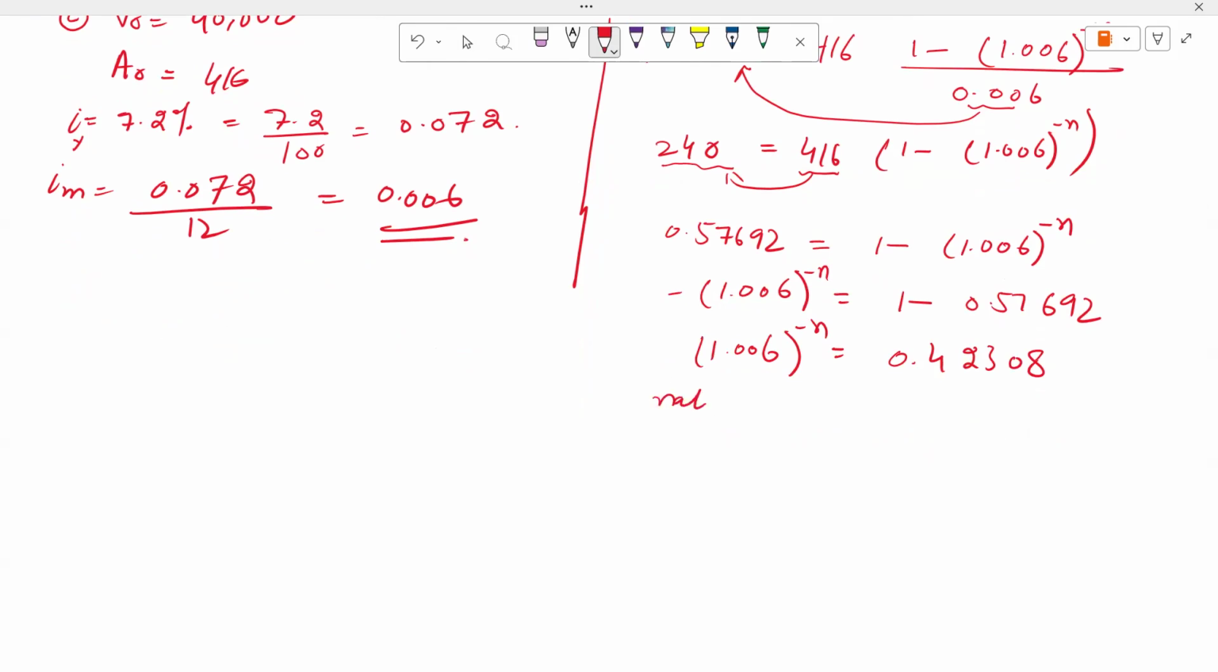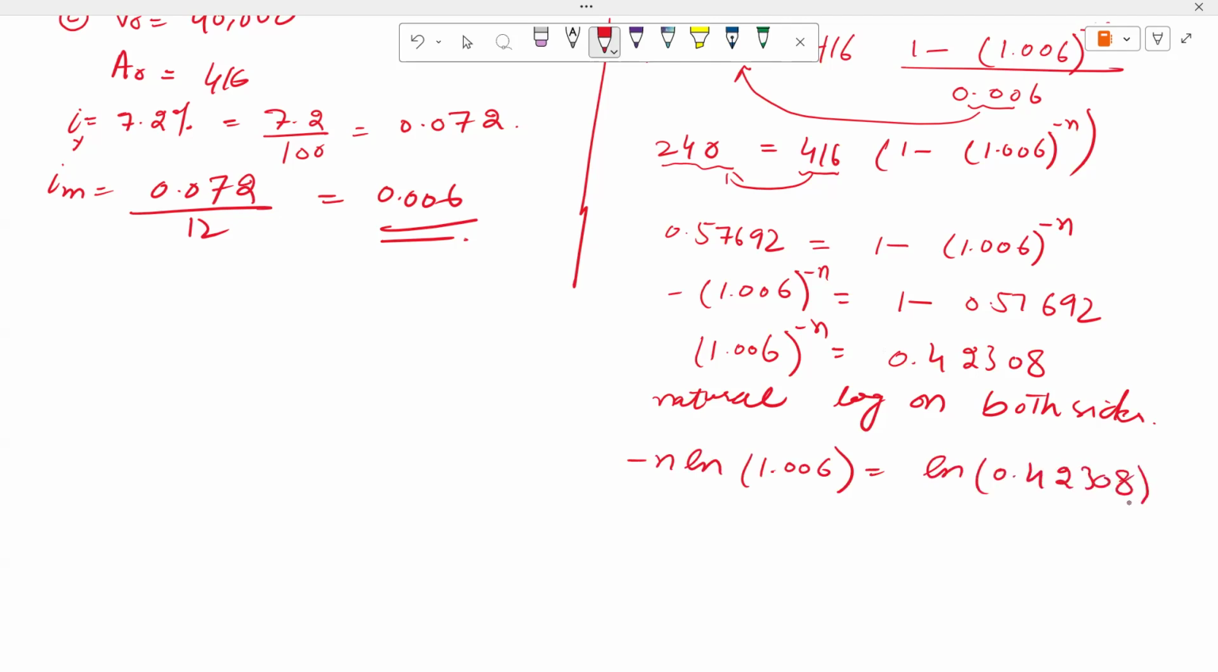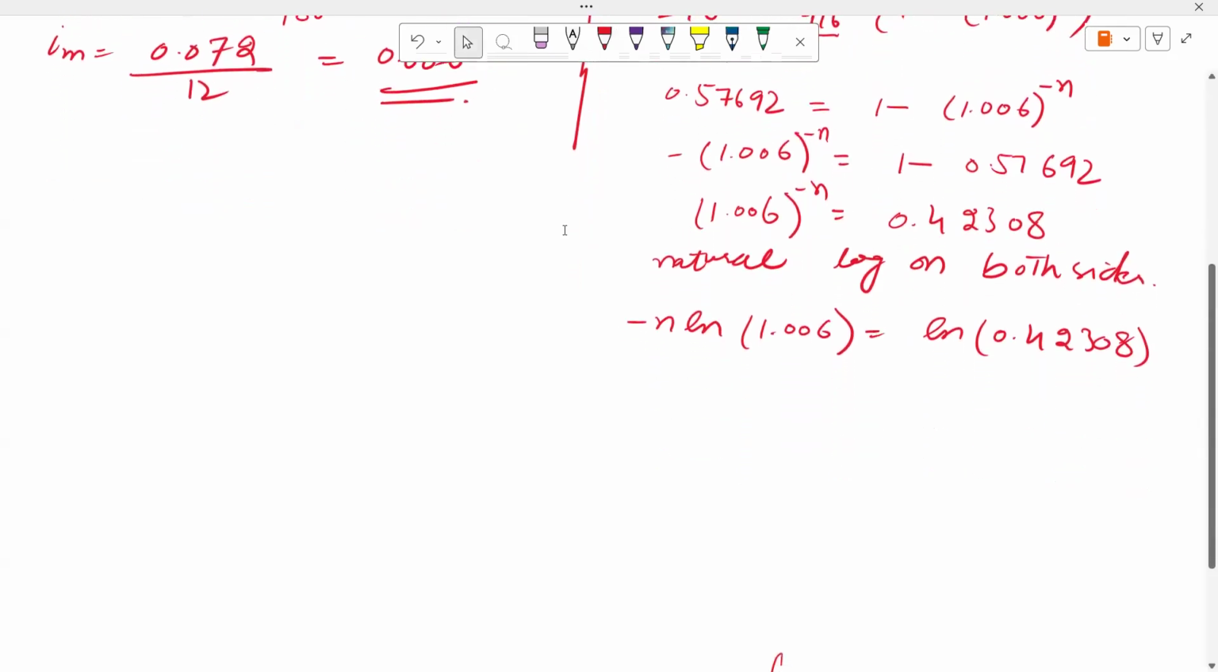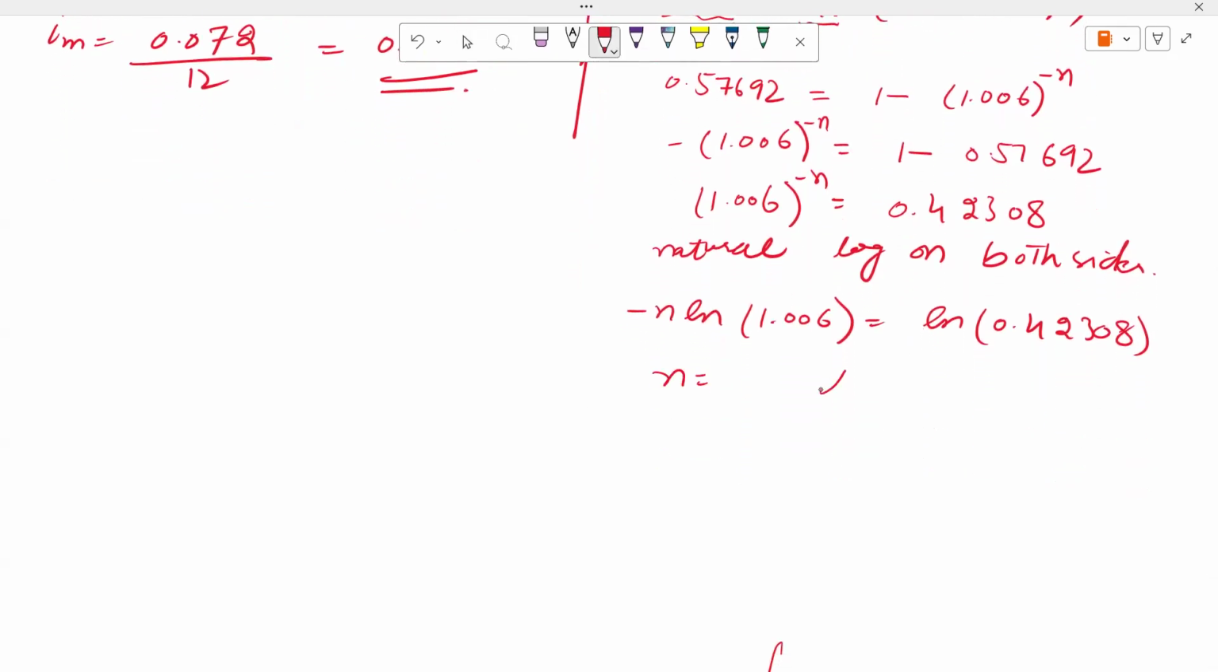Now, what did I do in the B part? I took the natural log on both sides, and I told you exactly how I would find that. So minus n times ln 1.006 equals ln 0.42308. This is how it would be. And n would equal ln 0.42308 divided by minus ln 1.006.